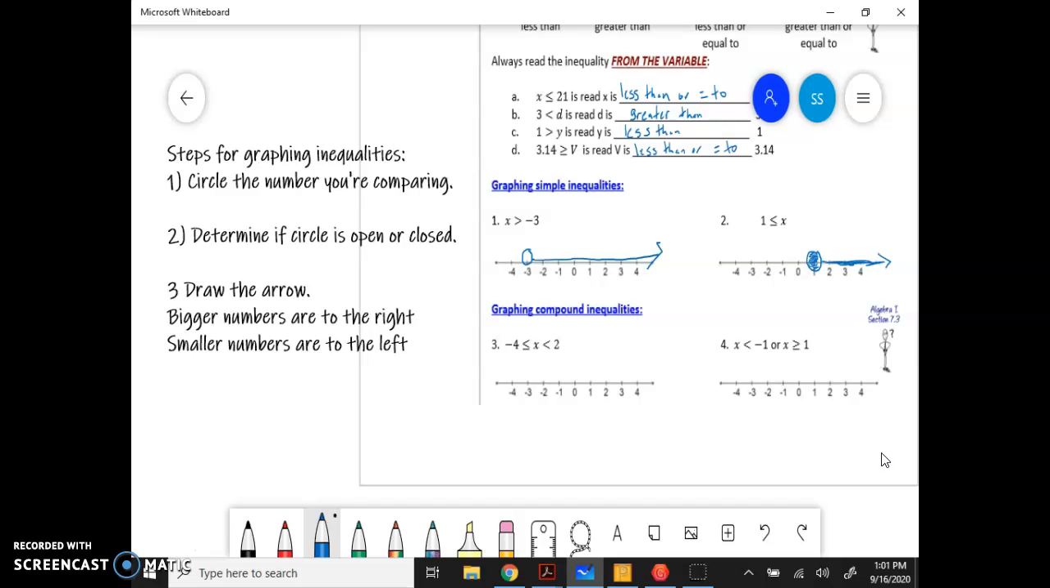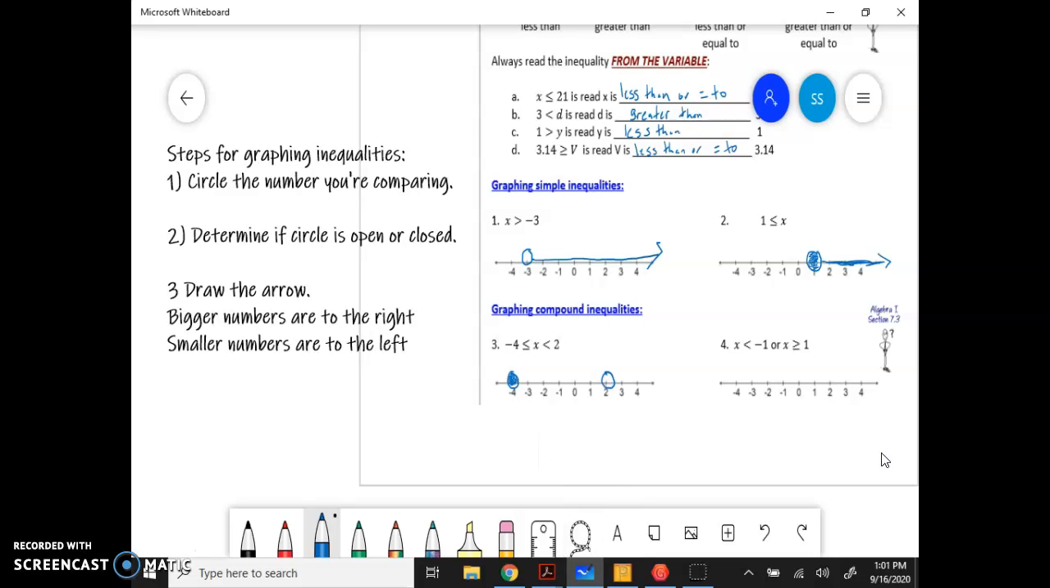Compound inequality. We'll do a couple of those, and then we'll start the next video on the next page. So, compound inequalities. This is where x can be either or in between. So first let's circle the two numbers that we're comparing. We've got -4 and 2. Then we determine if the circles are open or closed. This one on this side has the line underneath, so this one is closed. But this one here is not closed, so it is open because there's no line underneath.